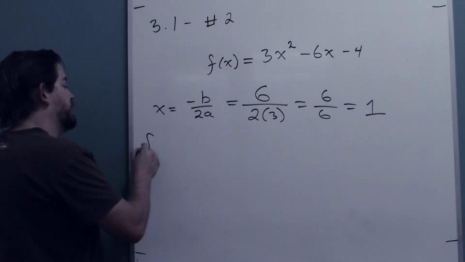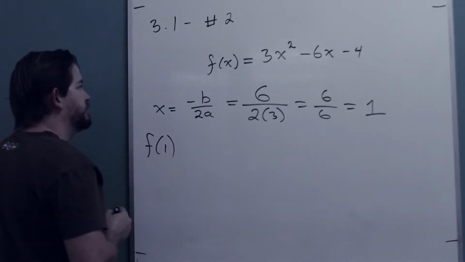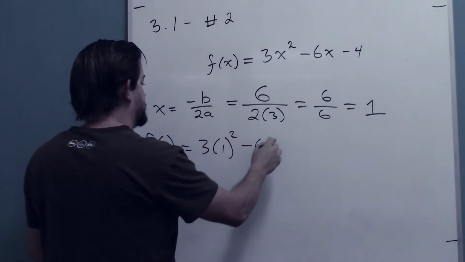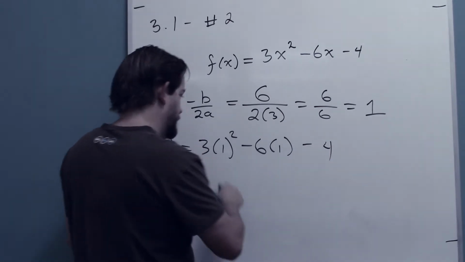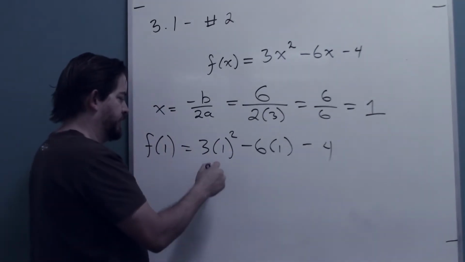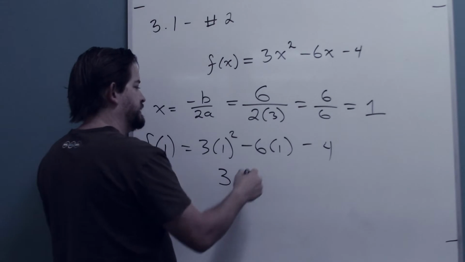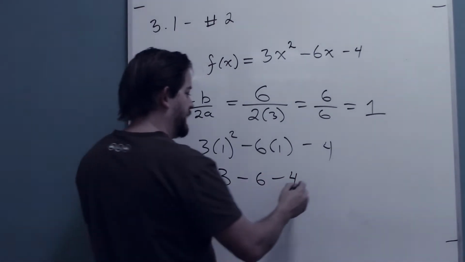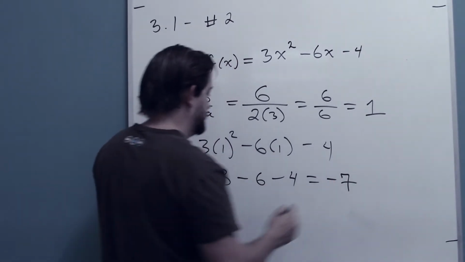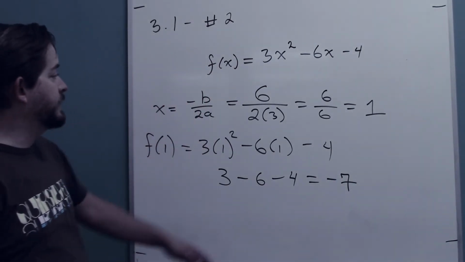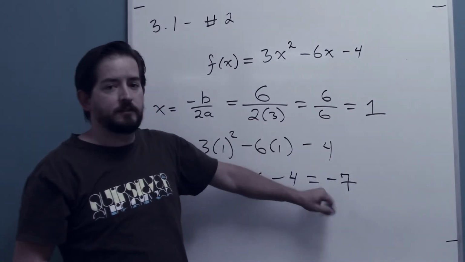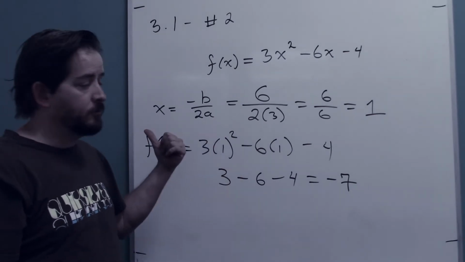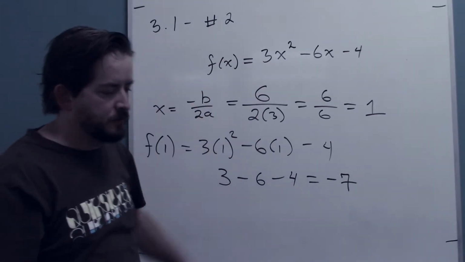And then f of 1, plug that 1 back in here, and I've got 3 times 1 squared, minus 6 times 1, minus 4. 1 squared is still 1, and I multiply that by 3, and it's still 3. 6 times 1 is 6, so minus 6, minus 4. That gives me negative 7. So my vertex is then at (1, negative 7). And I'll let you do the other two. They're just like we did in the other one, except now it's a positive, so it's all the opposite.